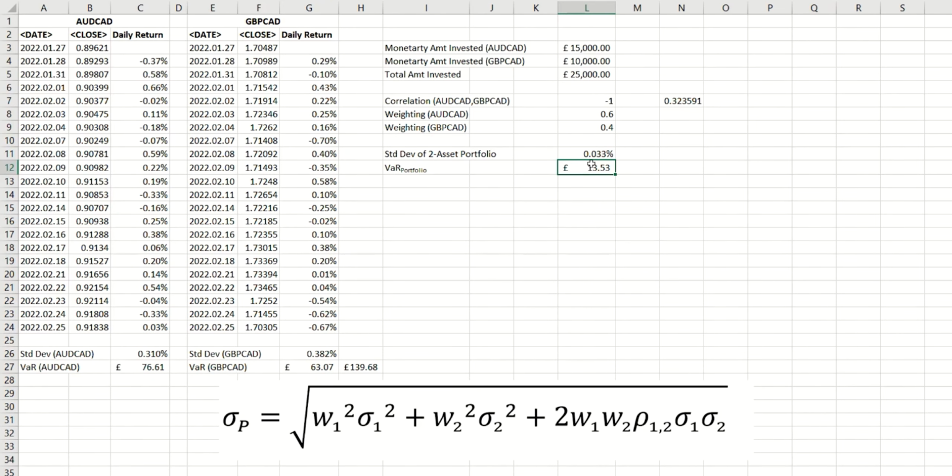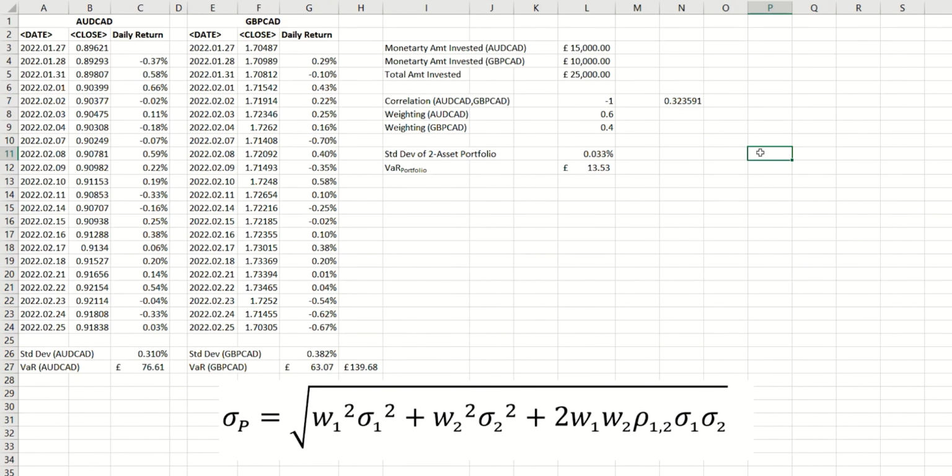The reason this isn't 0 is because, firstly, we've got different monetary amounts invested in these, so there is a bias towards Aussie CAD. But the other reason, of course, is because we have different volatilities or standard deviations for each of those. So each one is moving with a different level of volatility. But even with those differences, you can still see the dramatic effect this has of reducing risk.